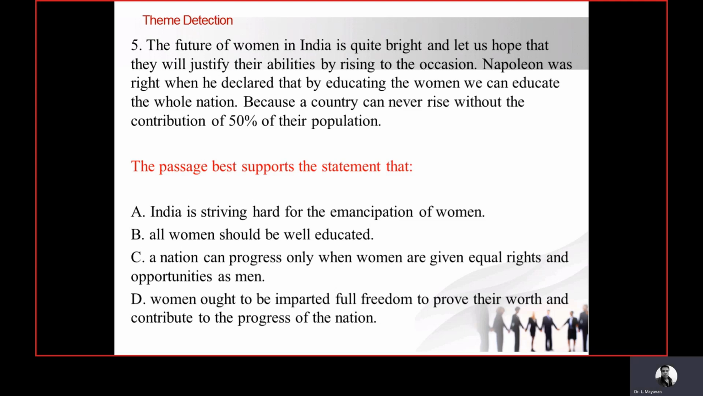So does the passage best support the statement that India is striving hard for the emancipation of women? No, it is not the theme. It doesn't have the theme in the passage. The theme is not placed or discussed in the passage. Option B, all women should be well educated. Now, a nation can progress only when women are given equal rights and opportunities as men. That's right, but it is not discussed.